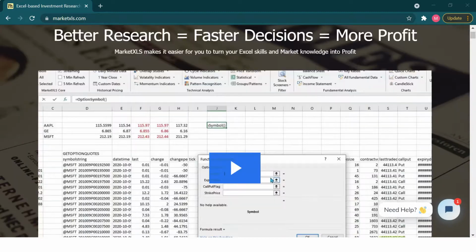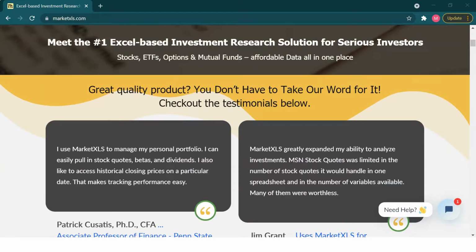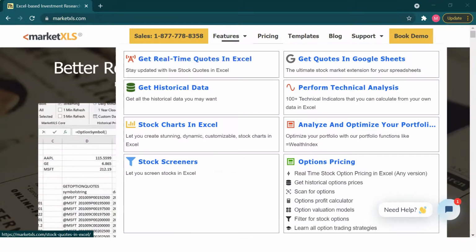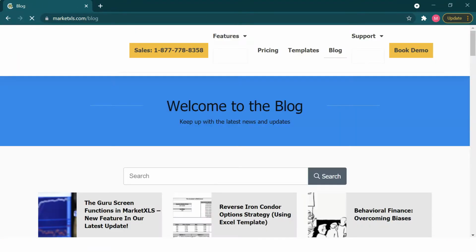That is all for today. We hope we were able to help you understand how to use MarketXLS for the long put option strategy.